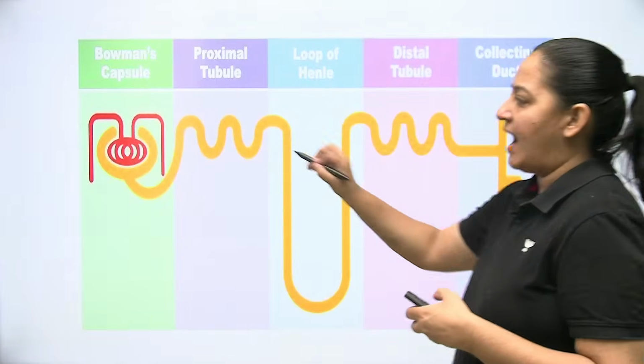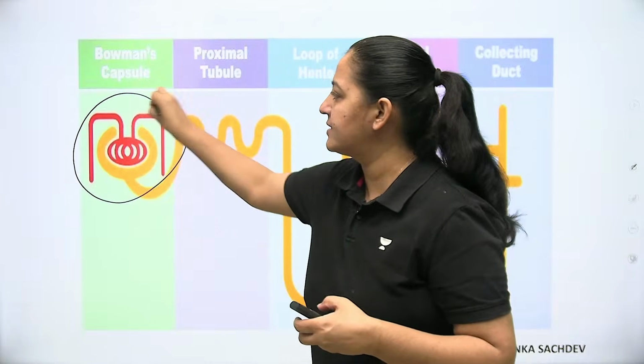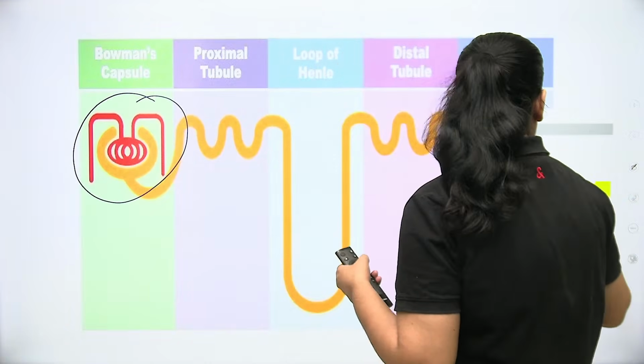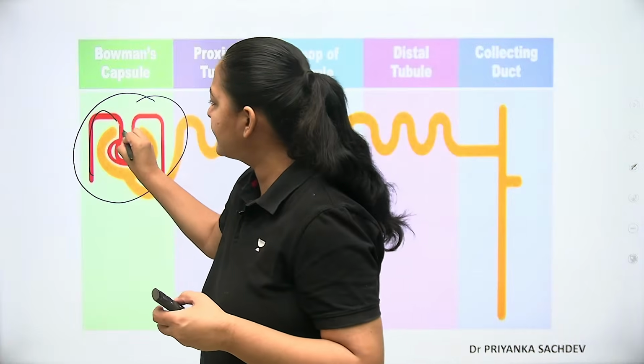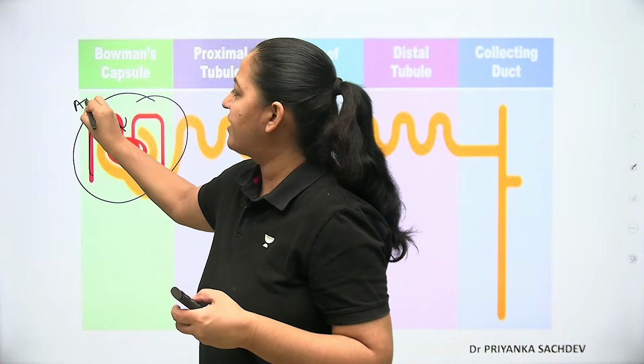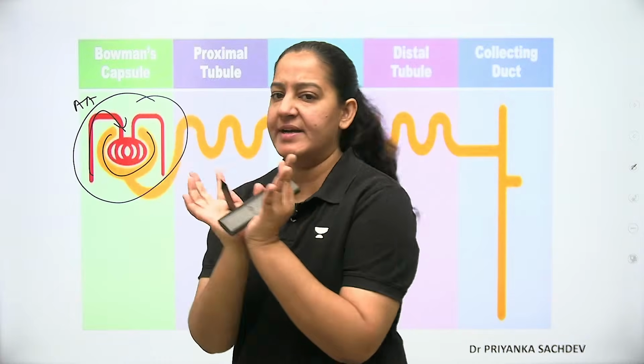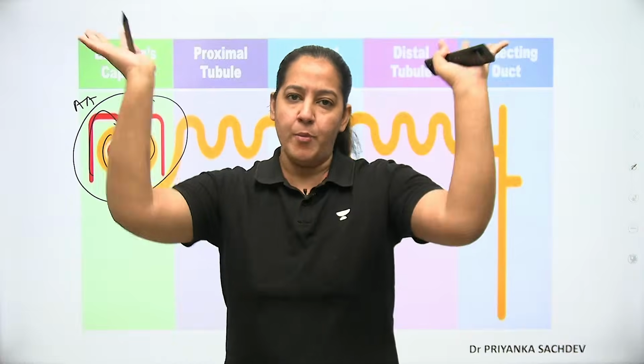So what is glomerulus? I guess everyone knows that this is glomerulus. In this glomerulus, can you see that this is the artery entering inside the glomerulus? This is known as afferent arteriole. Afferent arteriole, this is Bowman's capsule. This yellow color structure, it is a capsulated structure. It is the Bowman's capsule.